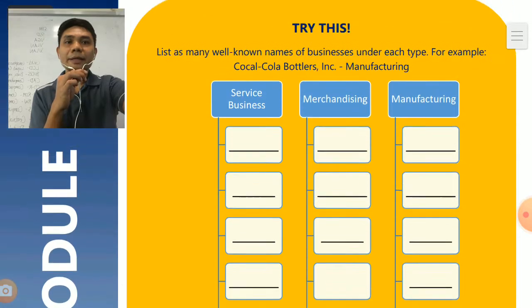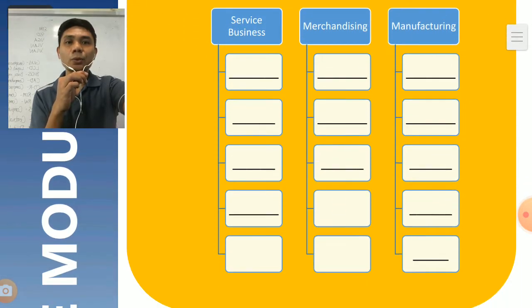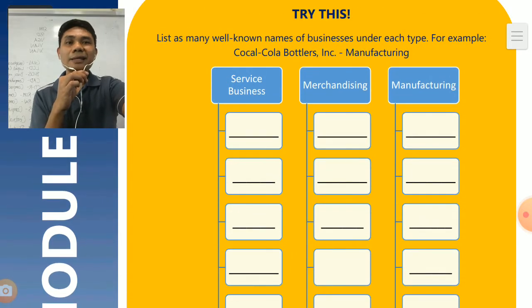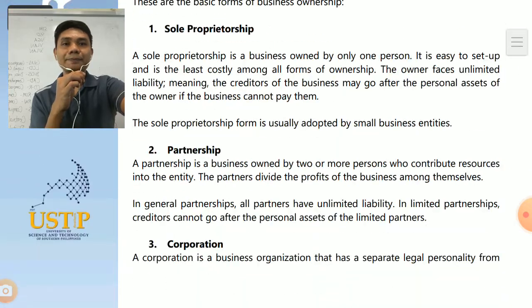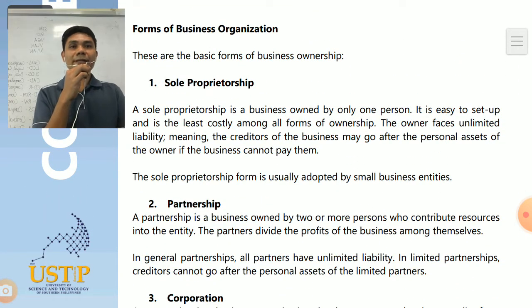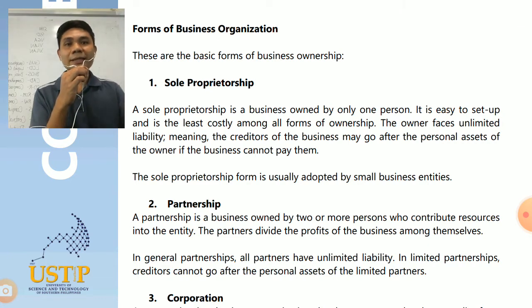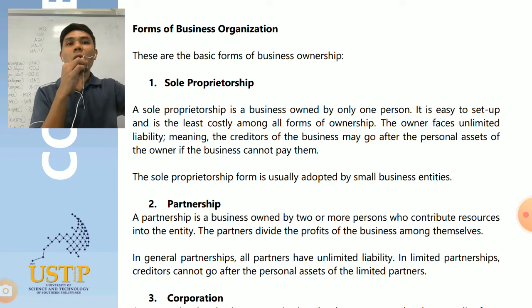Okay? So there is an activity here. You try to identify an example of a corporation or business nga na fall under sa three business types. So you do that. Now let's discuss about the forms of business organization. Mao man siya, it's according to ownership. Types of business according to ownership.